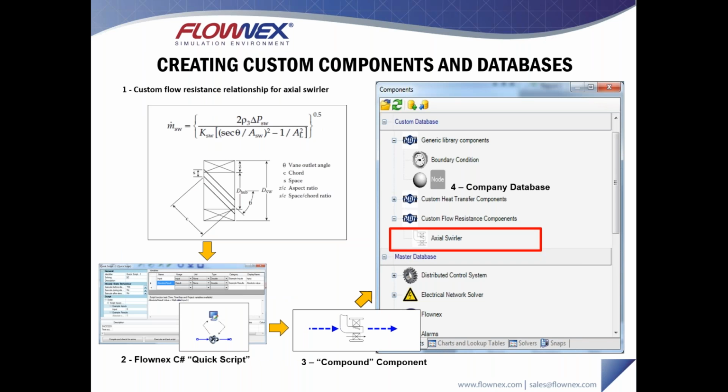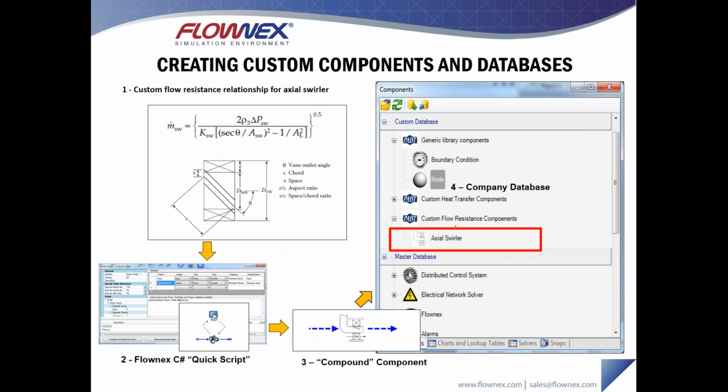When it comes to Flownex customization, there are a couple of ways that we can create our own components and databases in Flownex. So let's say, for example, you have some custom flow resistance. In this case, the equation you see here is just a mass flow rate pressure drop relationship for an axial swirler. And if you want to represent something like that in your own Flownex library, you could do that using Flownex scripting. The scripting language is C#. So you could easily script in this relationship or user-defined function.